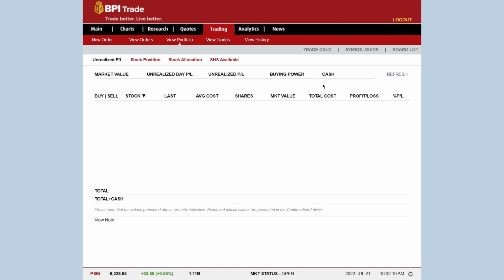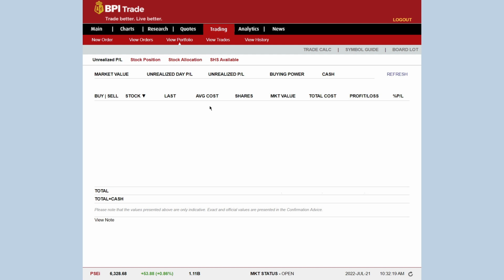Then you have your buying power and your cash, which are essentially the same. Then this is buy or sell. You can click, because there's an option here on the left side whether you'll sell or buy even more of that stock. The stock, this is the ticker. Then the last means the last traded price. Average cost is the average cost of your cost basis, basically. Whether it's the original price, or if you averaged out, that's what goes into the average cost.